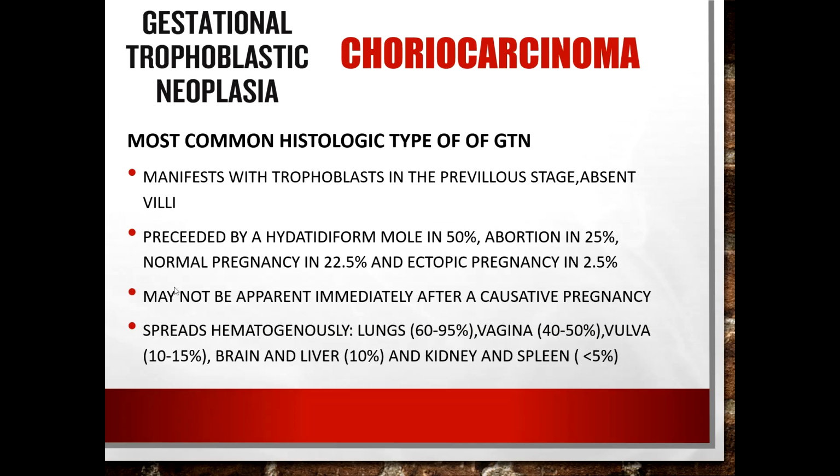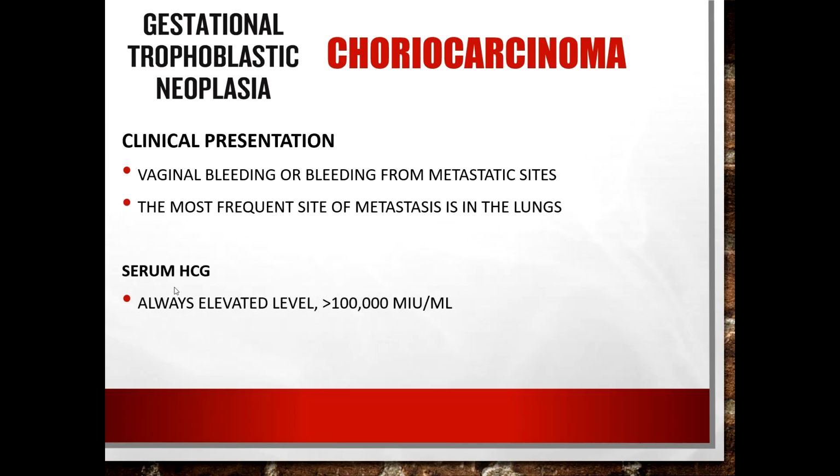This would also spread hematogenously, with the lungs being the most common site at 95%, followed by the vagina, the vulva, the brain and the liver, and the kidney and spleen. Patients diagnosed with choriocarcinoma would present with vaginal bleeding or bleeding from metastatic sites. The serum HCG is always elevated, more than 100,000 mIU per ml.